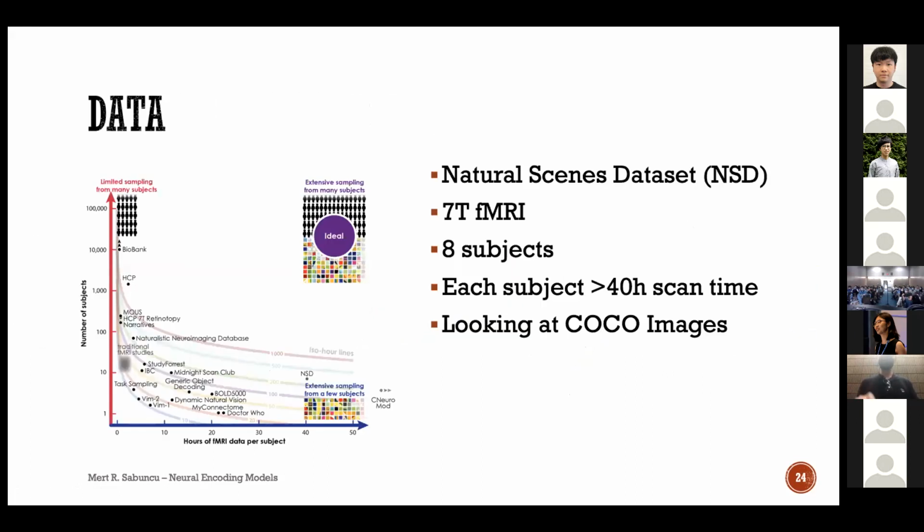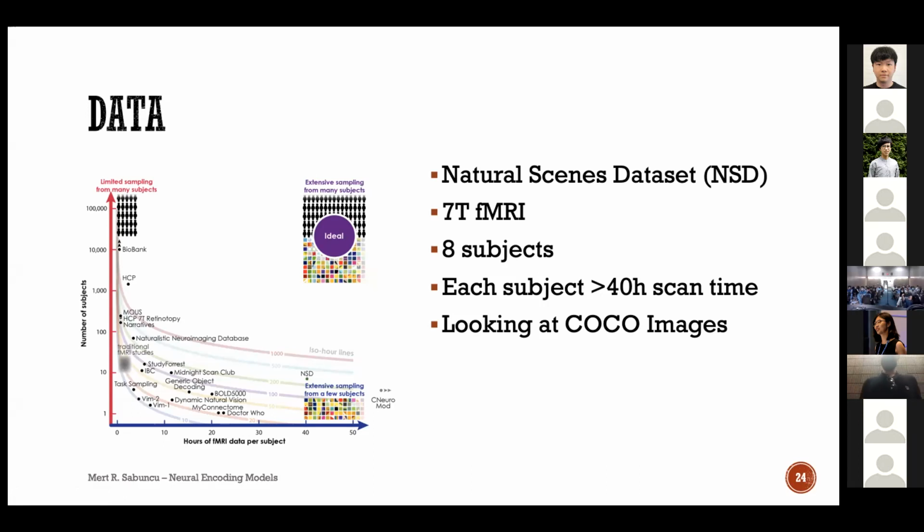So for this particular experiment, we use what's called the Natural Scenes Dataset, or NSD, which is a pretty rich data set that just came out, I guess less than a year ago now. It involves 8 subjects looking at natural scenes from the COCO image data set for over 40 hours each. Okay, so it was a little bit of a torture for these subjects to lie in the scanner for that long. It was spread out over many months, but it's a very rich data set. It's narrow in its scope in terms of number of subjects, but for each subject, there's a lot of deep data that's being collected.